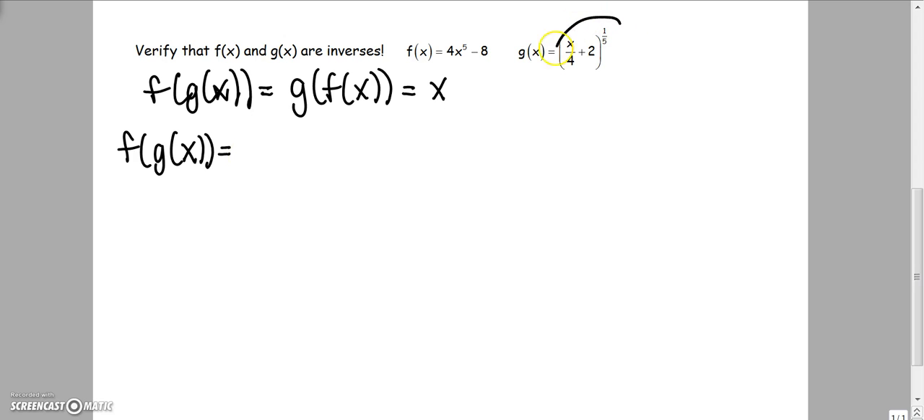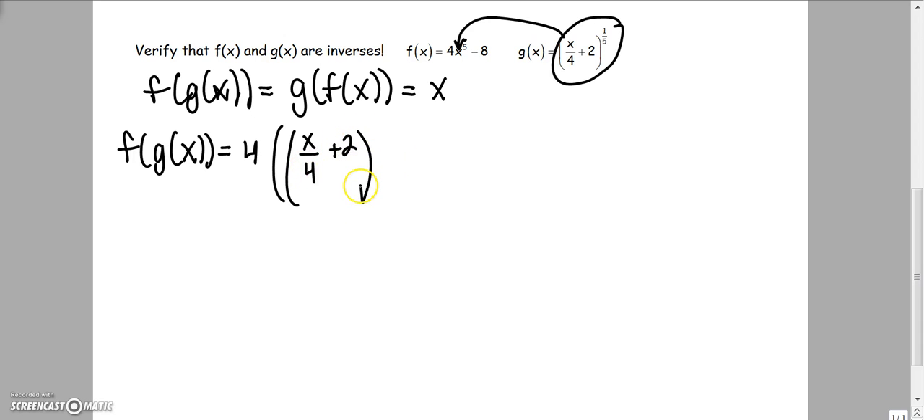So first we're going to plug this g of x in for x over here. We're plugging in this whole thing. So it's a little bit complicated. Make sure that you put the whole thing in parentheses. So that whole thing is to the 5th power minus 8.